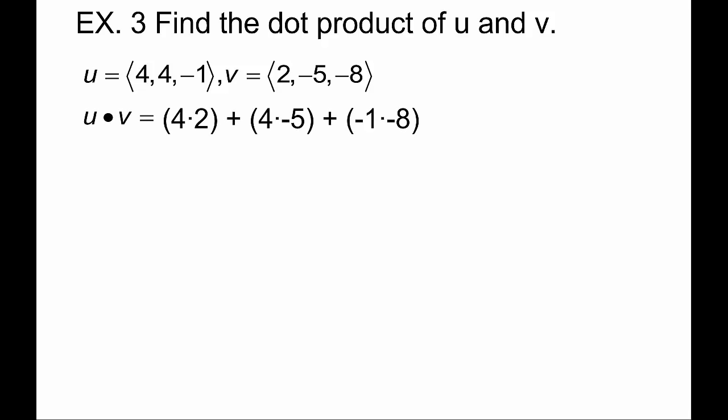So we're going to do 4 times 2 plus 4 times negative 5 plus negative 1 times negative 8. So this will give us 8 minus 20 plus 8. So when I add those numbers together, I get that the dot product between u and v is negative 4.